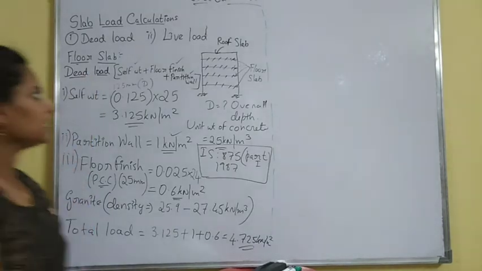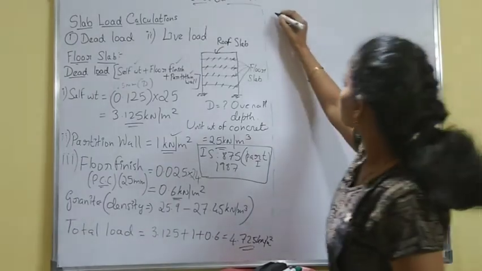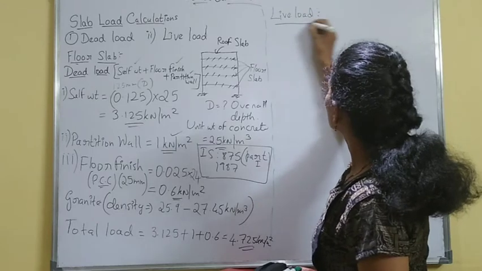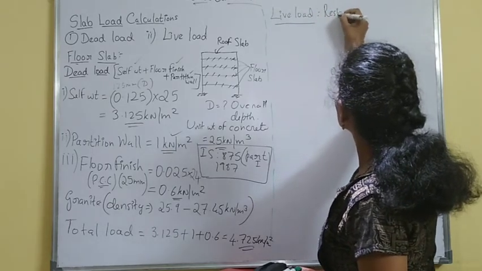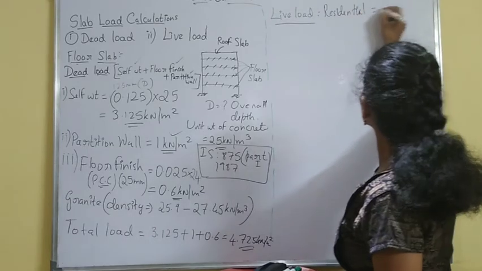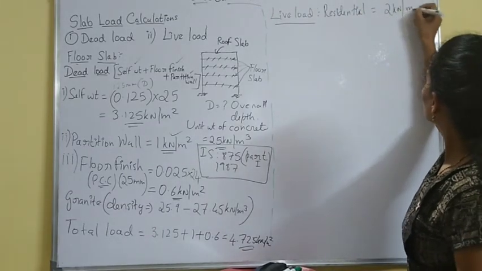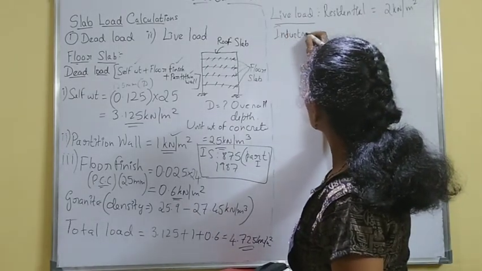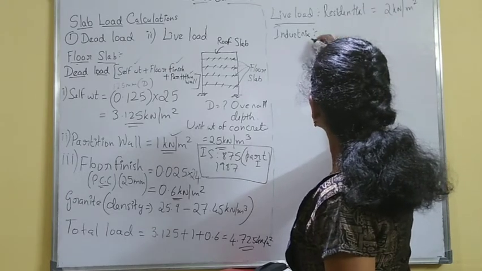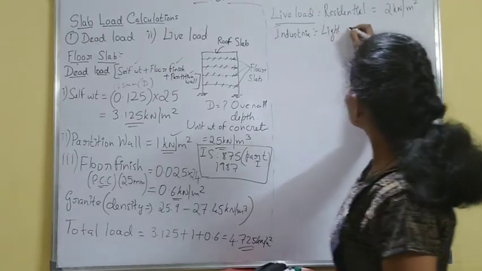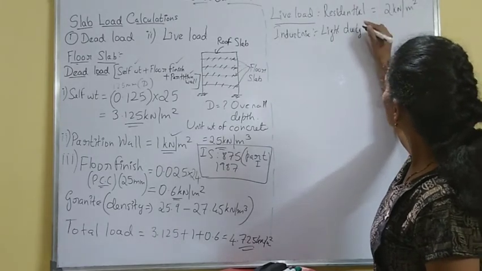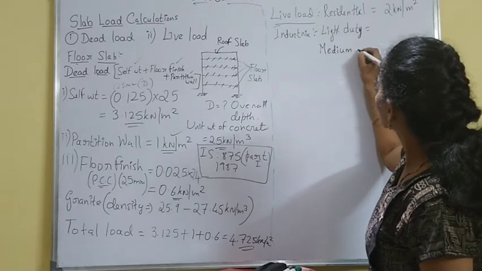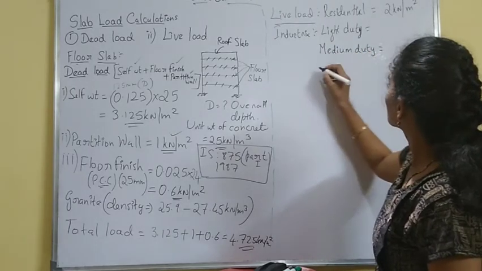Okay, once this is done, next is the live load calculation. For the live load, for residential, usually the live load is 2 kilonewton per meter square. Similarly, for industrial, we have light duty, medium duty, and heavy duty.